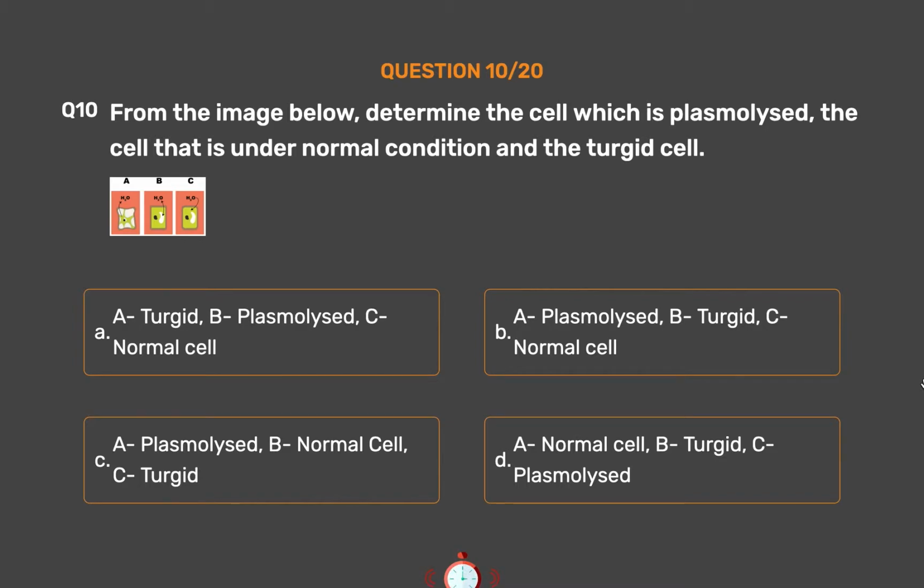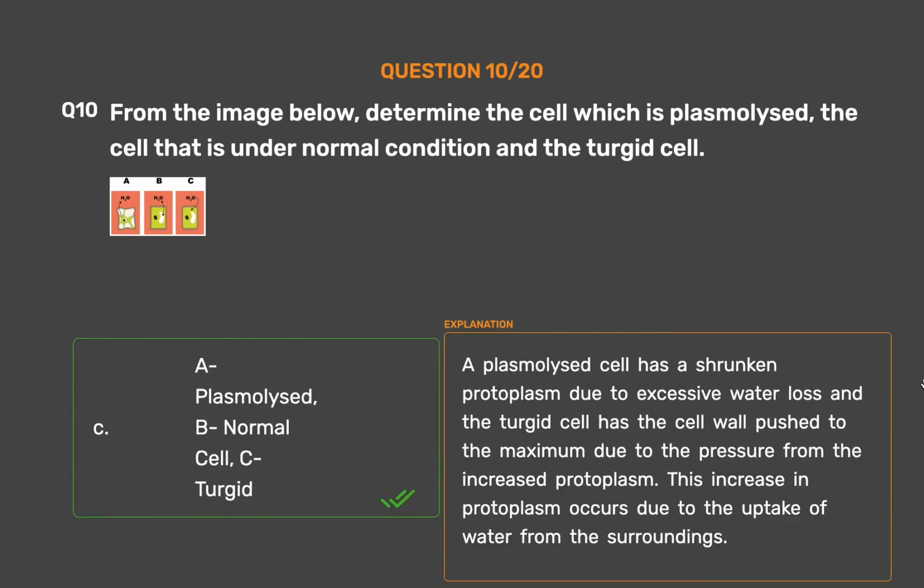The correct answer is option C. A plasmolyzed, B normal cell, C turgid. A plasmolyzed cell has a shrunken protoplasm due to excessive water loss, and the turgid cell has the cell wall pushed to the maximum due to the pressure from the increased protoplasm. This increase in protoplasm occurs due to the uptake of water from the surroundings.